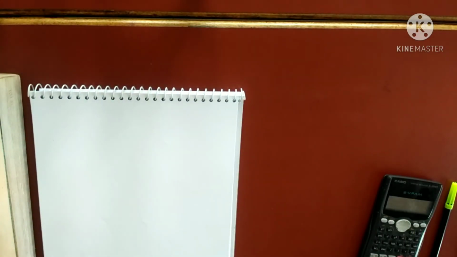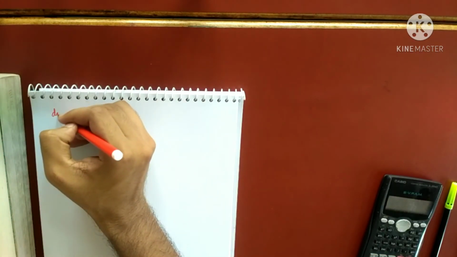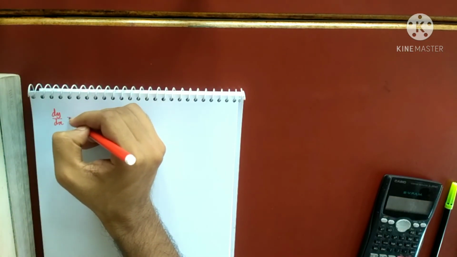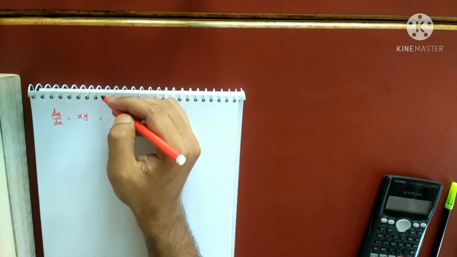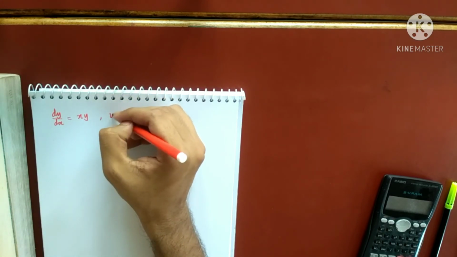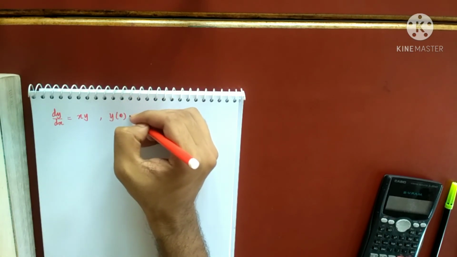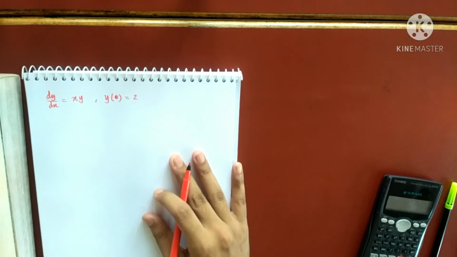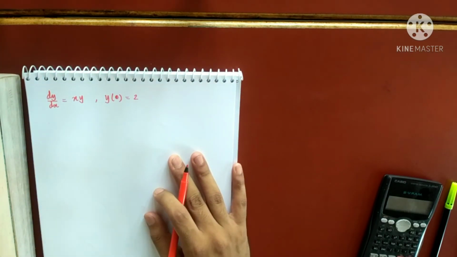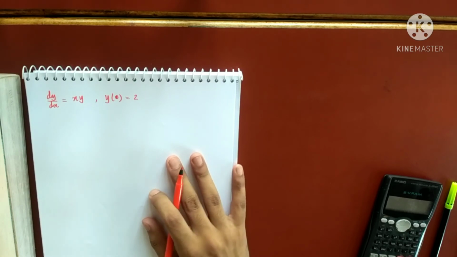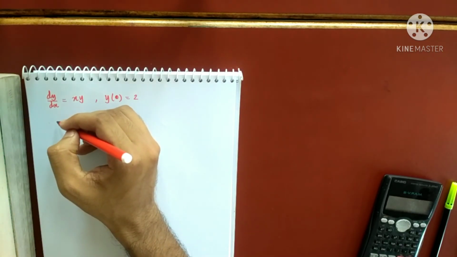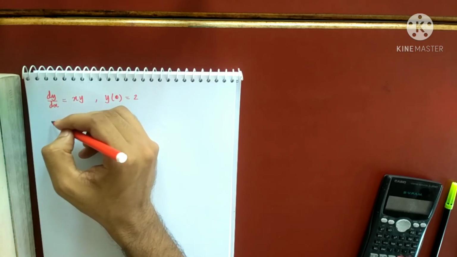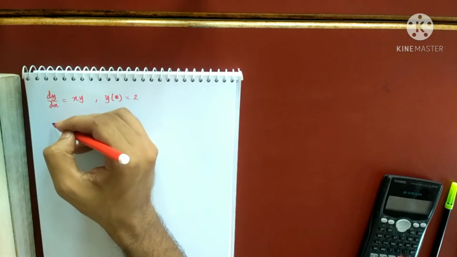So what was the differential equation? The differential equation was dy/dx equals xy, y(0) equals 2. This was the differential equation. Let's see what the solution to this differential equation is. You all have done differential equations at the class 12 level, so I expect all of you can solve this.